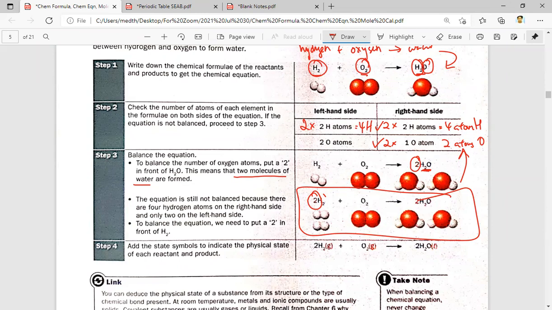The key to balancing a chemical equation is to do it step by step. Focus on one element at a time. If you want to settle hydrogen first, work on the hydrogen. Next you go on to the oxygen. So do one at a time, step by step.